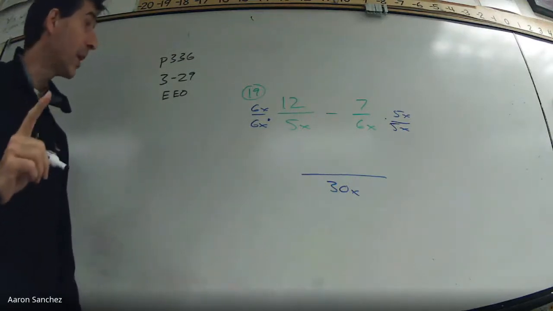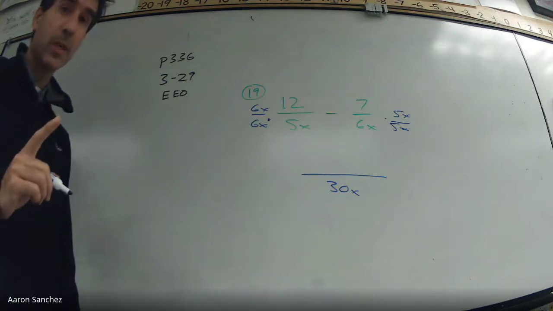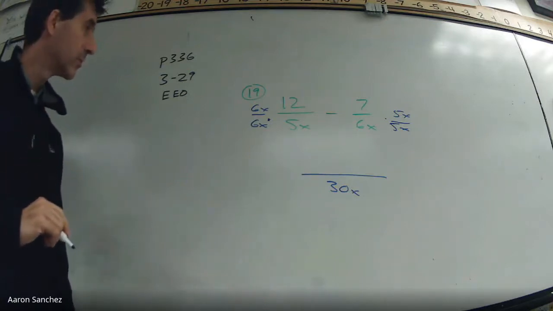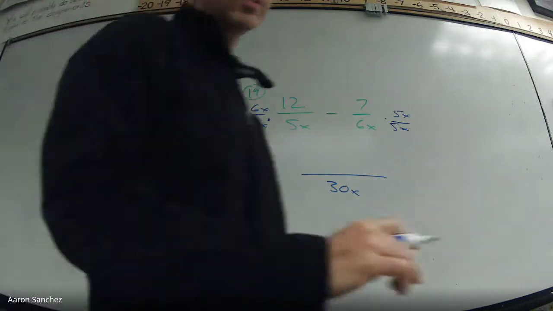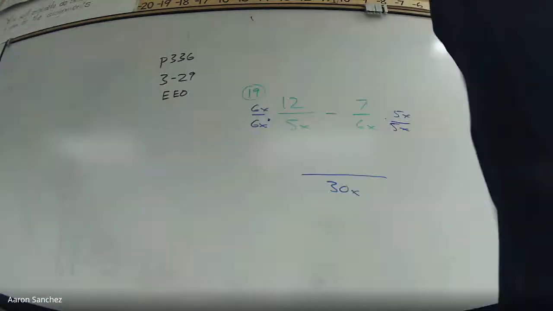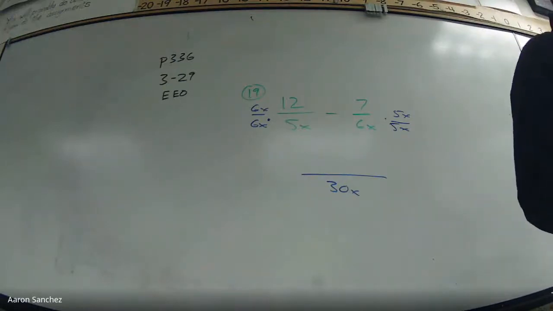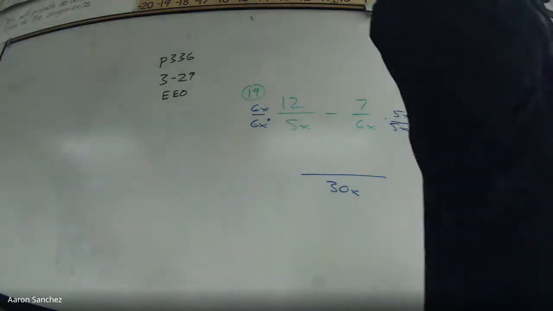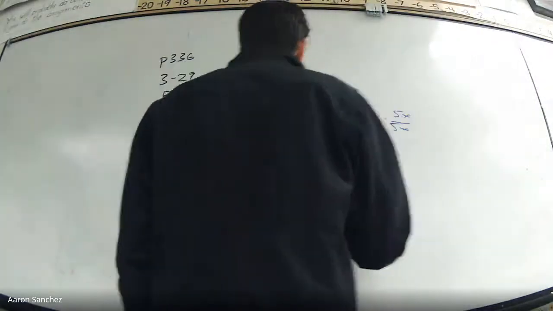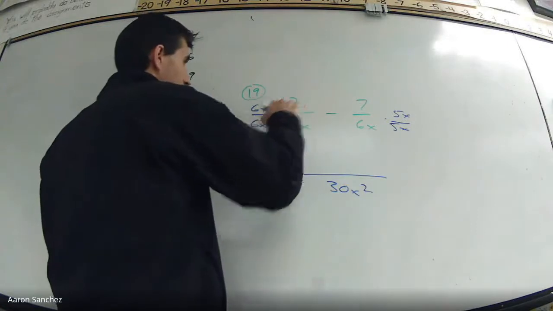30, not 30x. What is it? Where's my mistake? It's not 30x. What's 6x times 5x? Not 30x. Catherine, what is it? Is it x squared? 30x squared. Thank you so much. And then, now I multiply 6x times 12x.